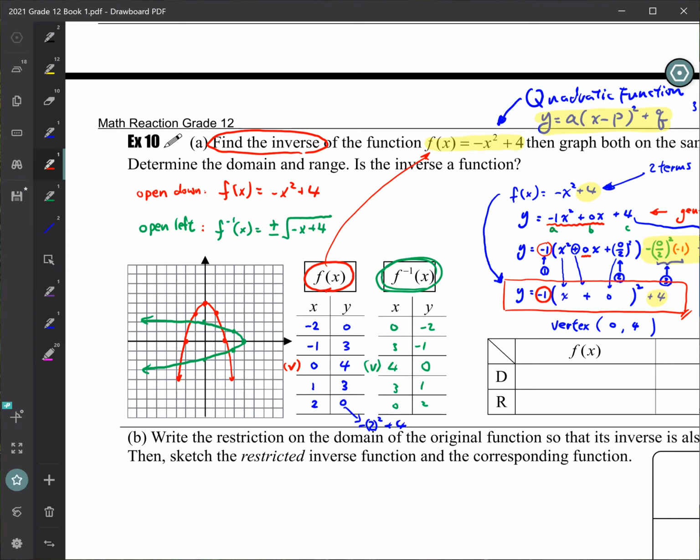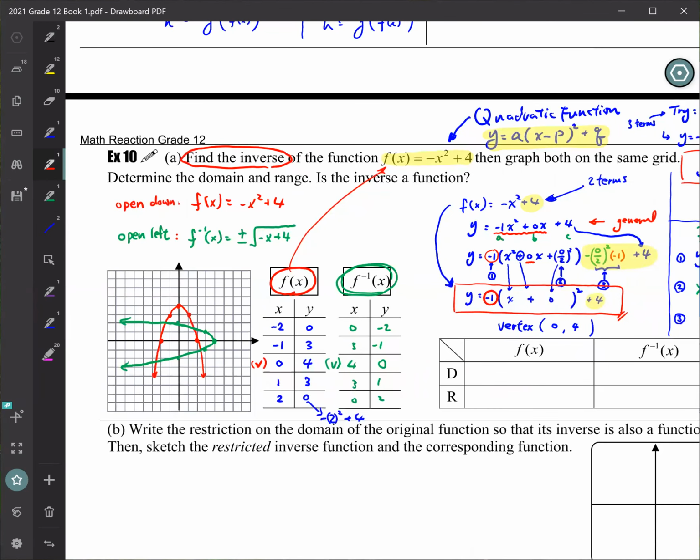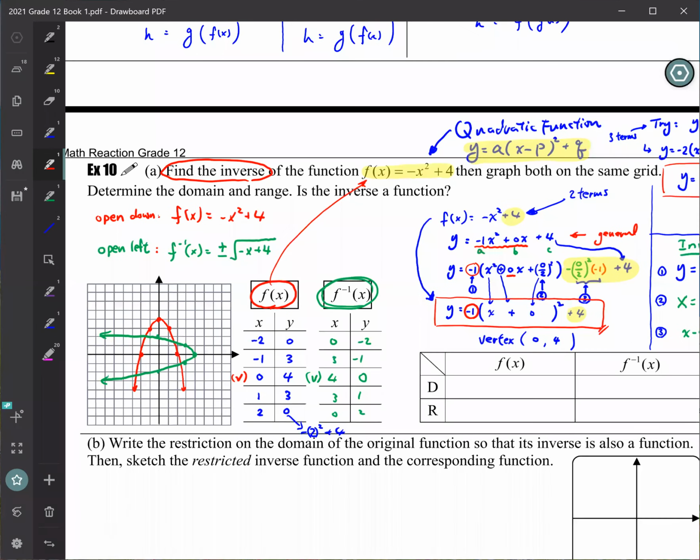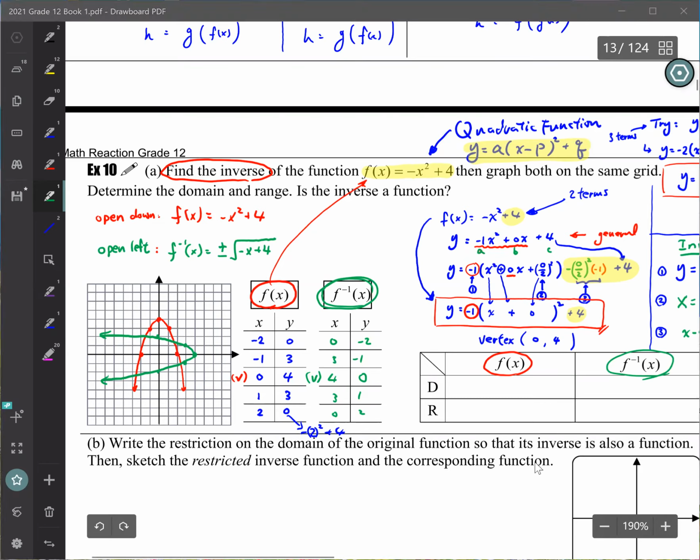Chris, Eric, Justin, and Marcus, are you guys done with the graphs? Now we finished graphing both graphs. Let's get their domain and range. For the red, that's the original, please write the domain and range. Domain is the x values, range is the y values. Finish the table as well, and once you finish, please raise your hand.